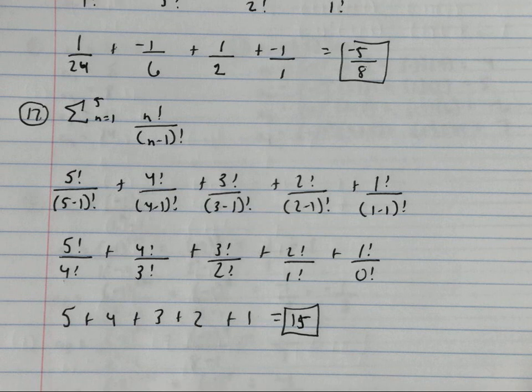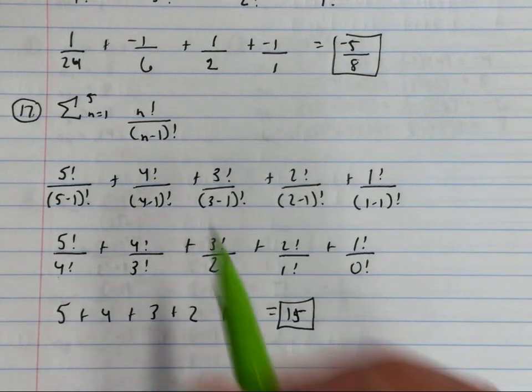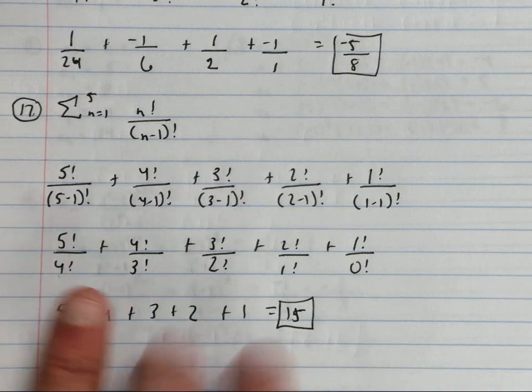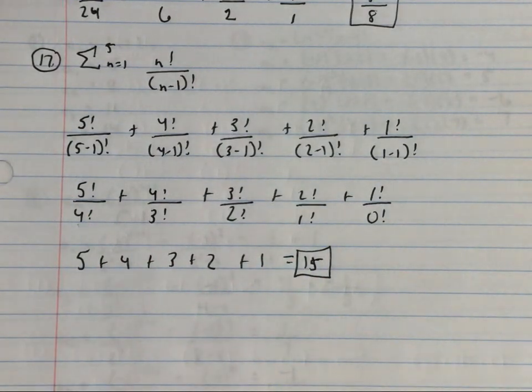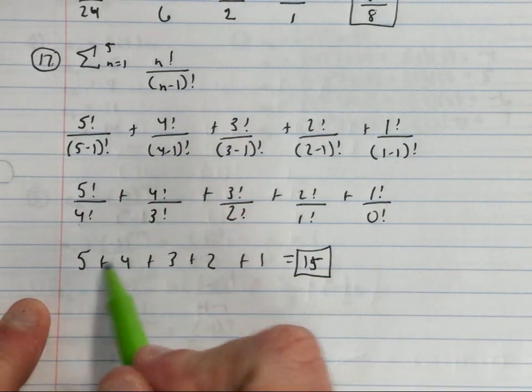N factorial over n minus 1 factorial. I want to know what's going on from 1 to 5. I plug 5 in. Now let's look at it. If I got 5 factorial over 4 factorial, I would write 5 times 4 and stop, because those 4's can cancel out here. So really, what is all this going to equal down here?